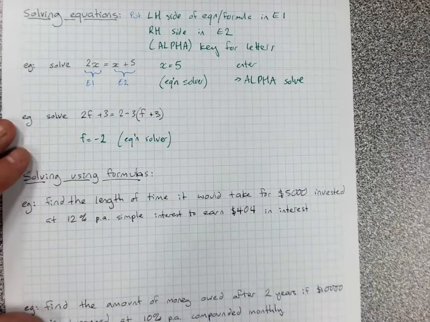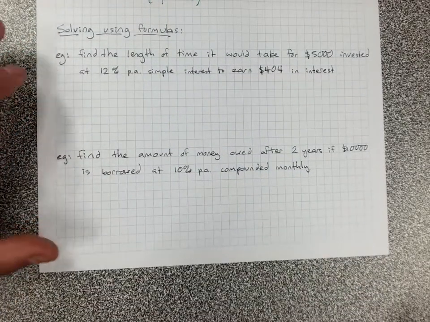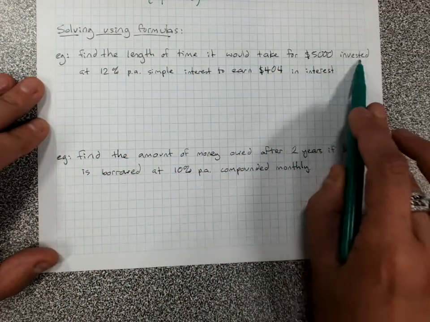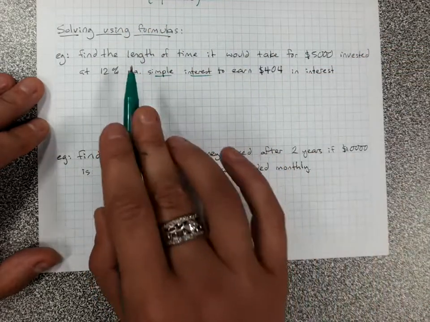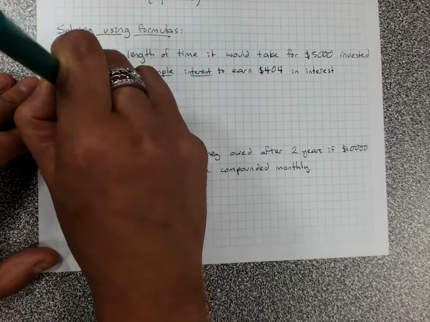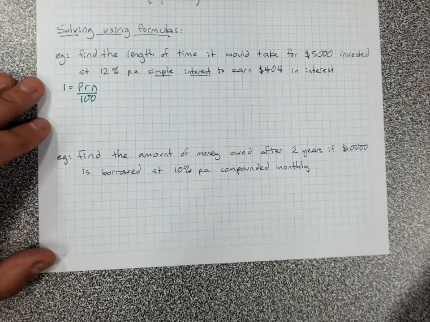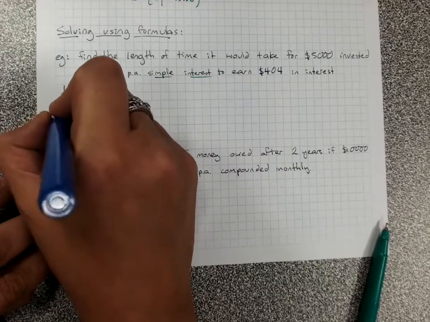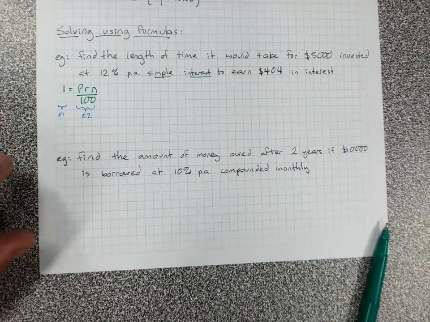So that's how we'd use it for equations. It's really useful for formulas. So find the length of time it would take for $5,000 invested at 12% per annum simple interest to earn $404 in interest. So our simple interest formula is I equals PRN over 100. And when you've got a formula, enter one side of the formula, the subject, into E1, and the other side into E2, and let's go look at what happens.